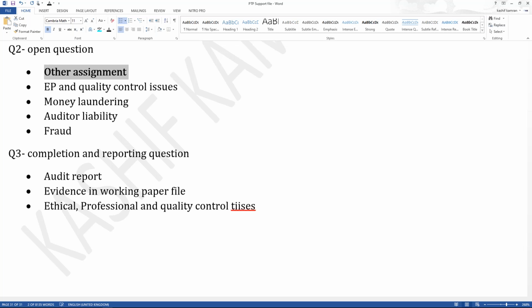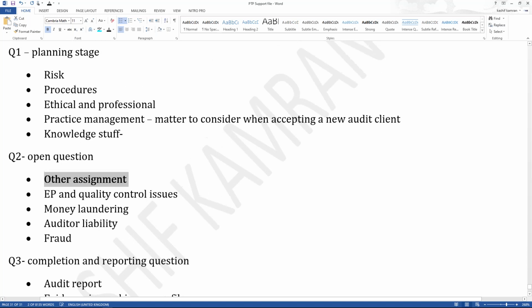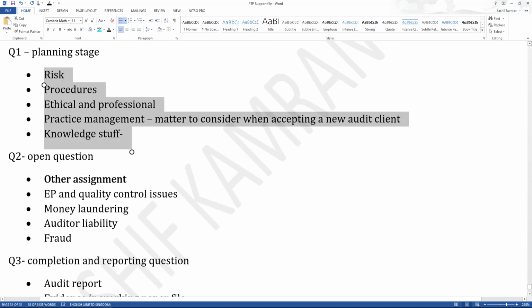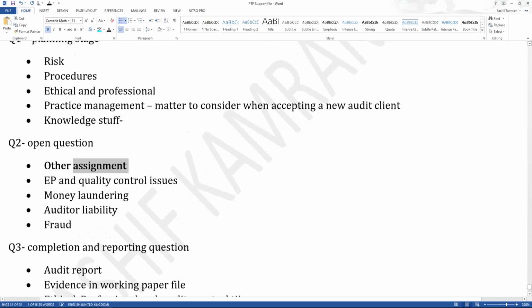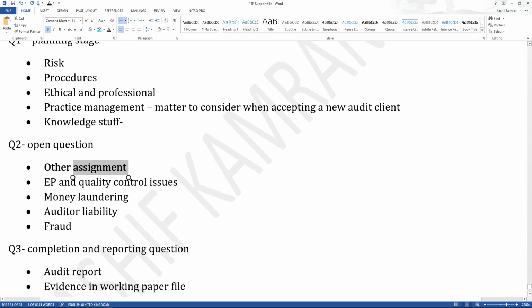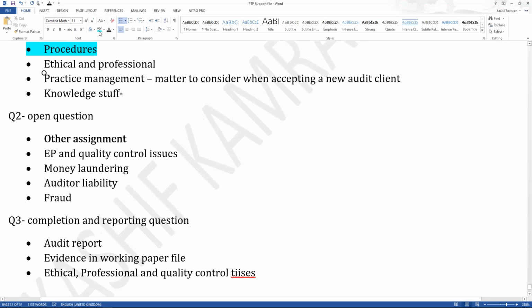So question number one, is that the structured question number one? Mostly we get things like this in question number one. Is this the way we get question number two? Is this the way we get question number three? Now, you know the strong areas which are a must. Risk and procedures are a must in question number one. Rest, we don't know. In question number two, other assignments is the more regular feature. Rest, we don't know. In question number three, audit report is a very common phenomenon, and evidence is a very common phenomenon. Rest, we don't know.